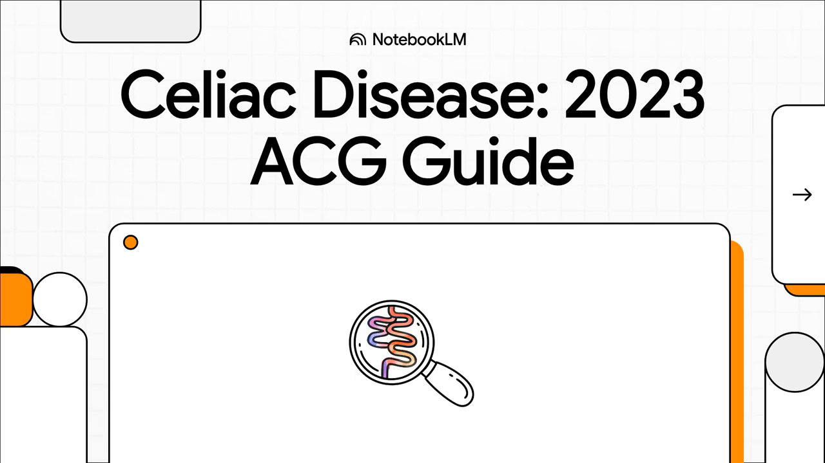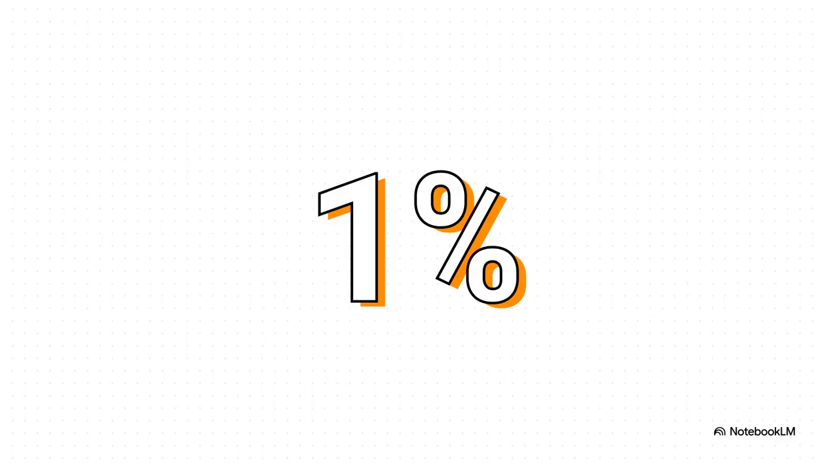Welcome to the Explainer. Today, we're digging into the brand new 2023 ACG guidelines on celiac disease. Think of this as your clinical cheat sheet, all the latest, most practical recommendations that you can start using with your patients right away.